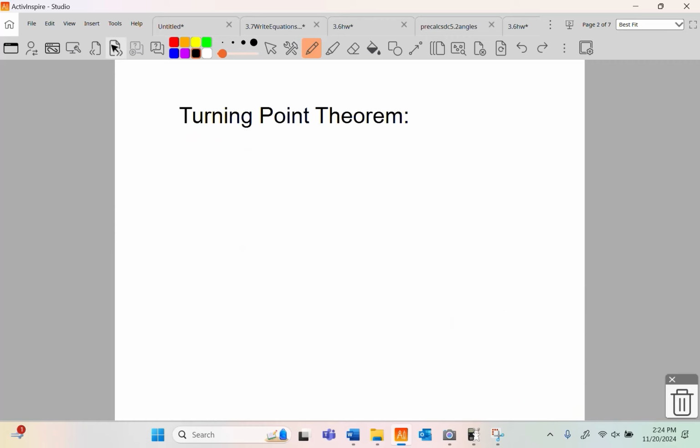That's the layman's terms. The actual turning point theorem says the power function, actually it's worded a little bit differently, but I like to use the word power function. A to the x to the m. So I'm talking here about the power function. What is a power function? First term in standard form.